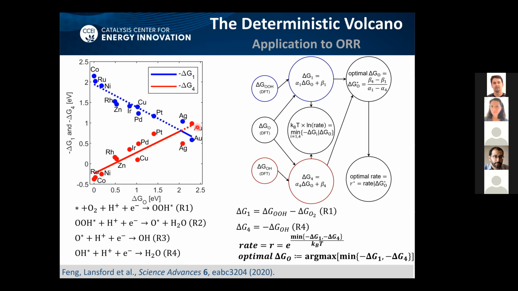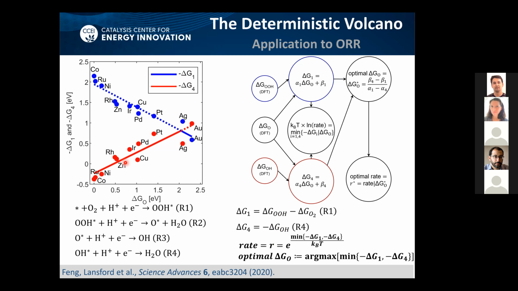This is DFT points in red and blue. I'm calculating the free energies of the 2 reactions, 1 and 4, very easily from the hydroperoxy and the hydroxyl binding energies, which I get out of DFT. So these are the DFT points for the 2 reactions, delta G1, delta G4. So the lowest of these 2 free energies will determine the reaction rate, which is here the Norskov model.